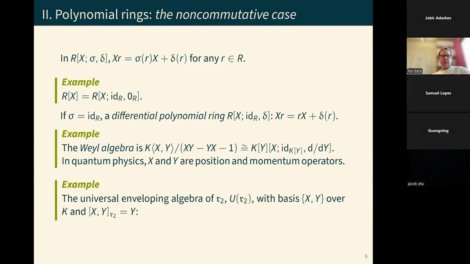Another example, which connects maybe more to non-associative algebra, is the universal enveloping algebra of the two-dimensional non-abelian Lie algebra. There is only one such algebra up to isomorphism. If you write it in the basis x, y, it has this defining relation: the Lie bracket satisfies x times y is equal to y. You can also describe this as an iterated Ore extension. There are also other examples of universal enveloping algebras that can be described in this particular way.